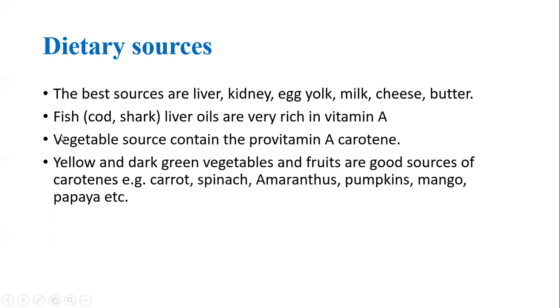Now we talk about plant products. In plants, the vegetable sources contain provitamin A in the form of carotene, and the best sources of vitamin A are yellow and dark green vegetables. Fruits are very good sources of carotenes, like carrots, spinach, amaranthus, pumpkins, mango, papaya, etc. These are some good sources of vitamin A from plants.